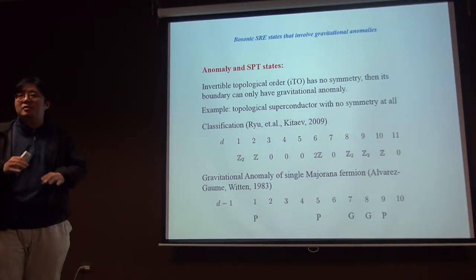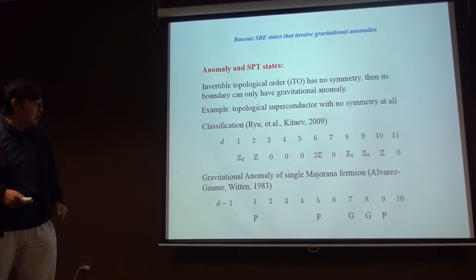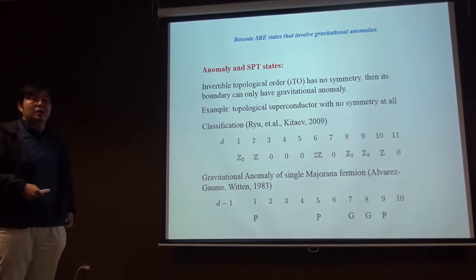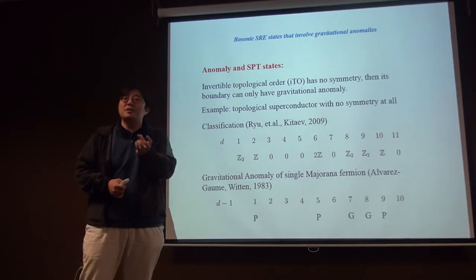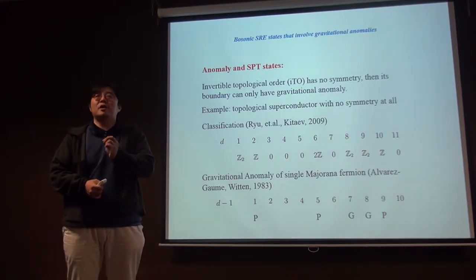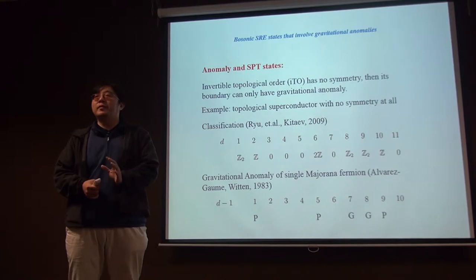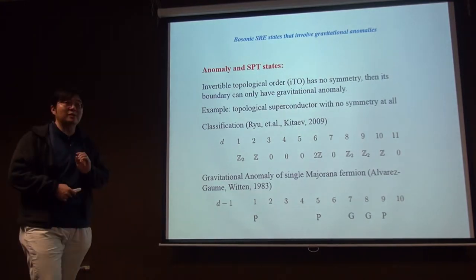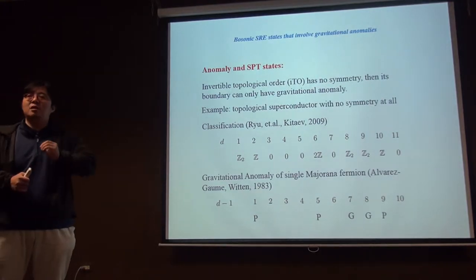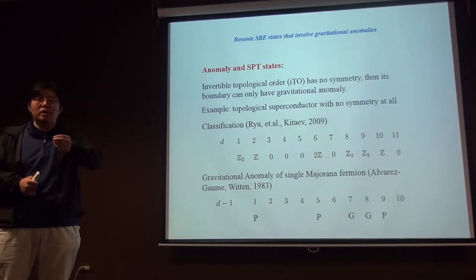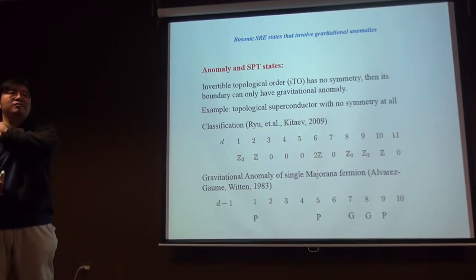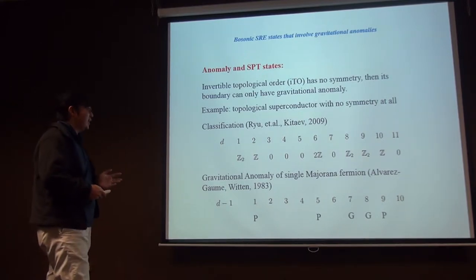Although Witten was talking about something totally different. He was talking about gravitational anomaly of a single Majorana fermion. By single Majorana fermion, I mean the smallest Majorana fermion, which cannot be reduced anymore. For example, in 1+1 dimensions, he was talking about a Weyl Majorana fermion. It's one single Majorana fermion, but only moving to the right side. And he was calculating the gravitational anomaly.